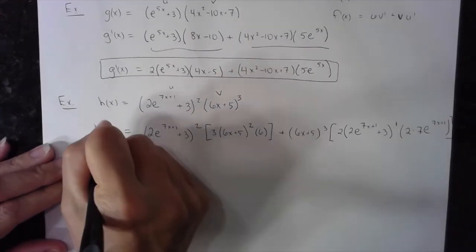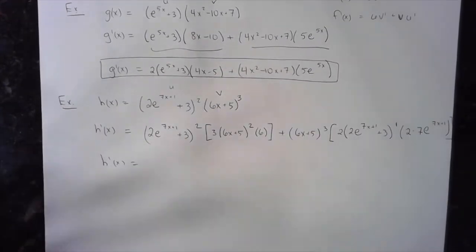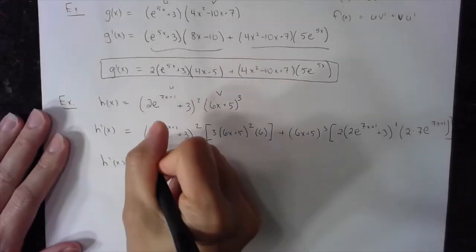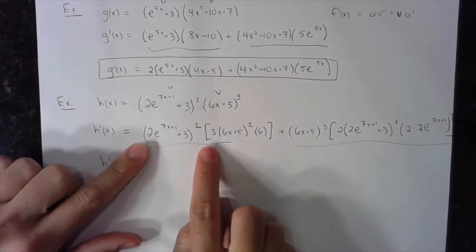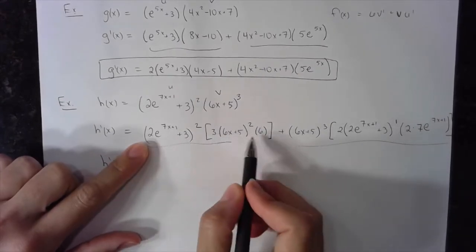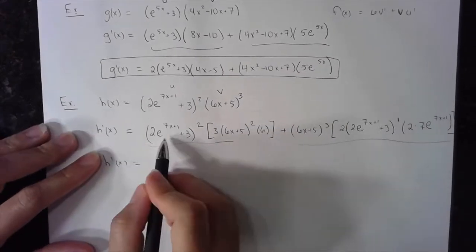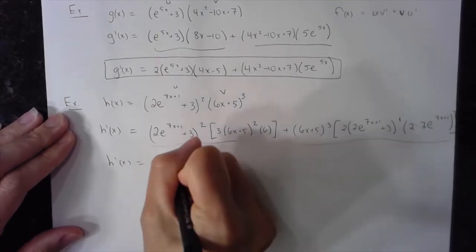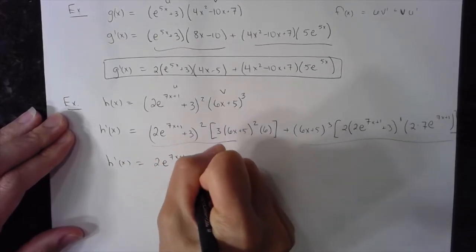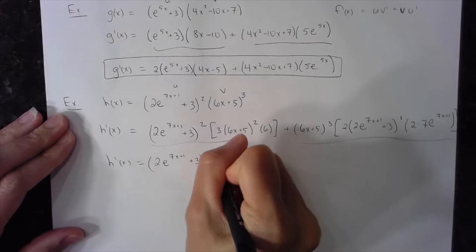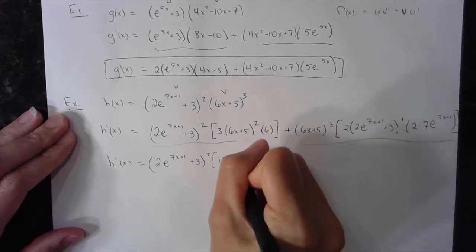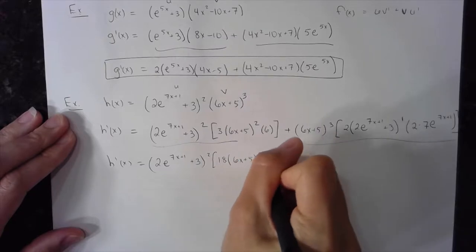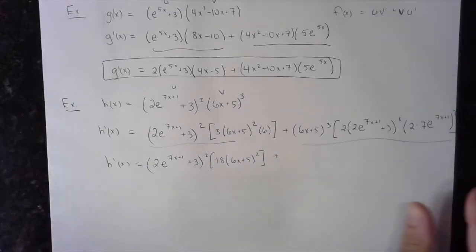So let me definitely clean this up a little bit before I do anything else. Here's my first term, and all of this is my second. So what I'm going to do in my first term, the only thing that I see, is this 3 times 6. So I'm going to leave everything else there. 2e to the 7x plus 1 plus 3 squared. 3 times 6 is 18. And then 6x plus 5 squared plus.